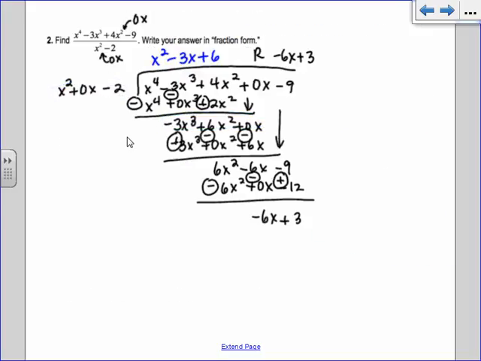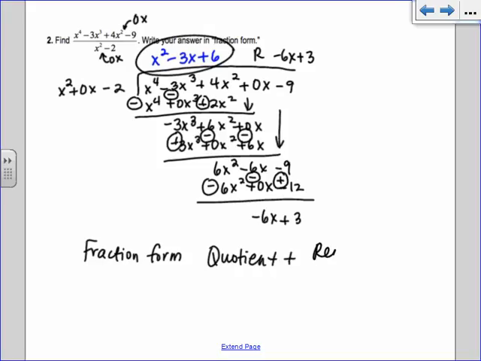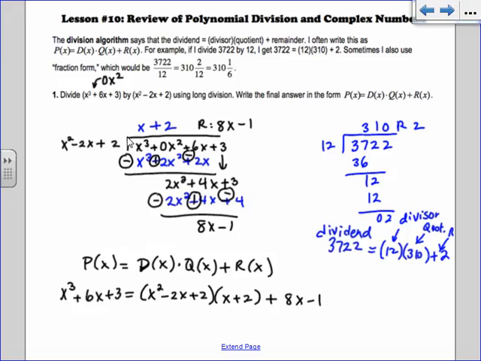All right, so if I write this in fraction form, the fraction form is always the quotient plus remainder over divisor. And that's how it was for the 3722 one. So when you did 3722 divided by 12, you got 310, which was the quotient, and then you had 2 left out of the 12, right? So we had 2 left out of the original 12. Right, so that's what we're doing here.